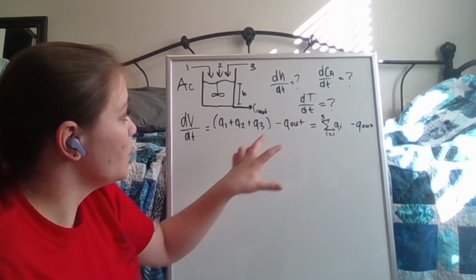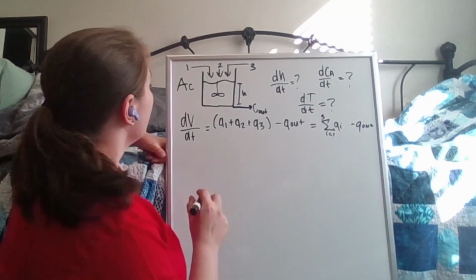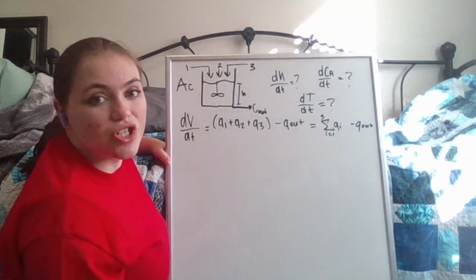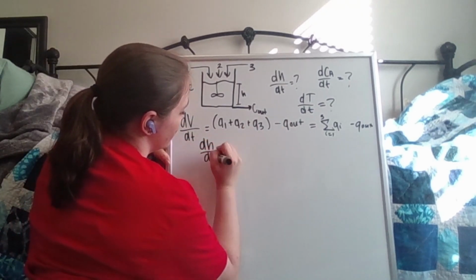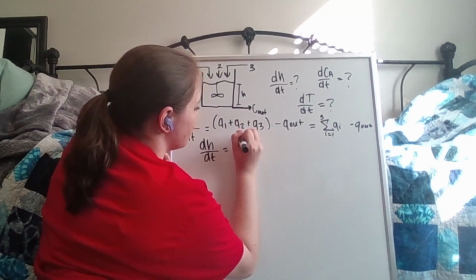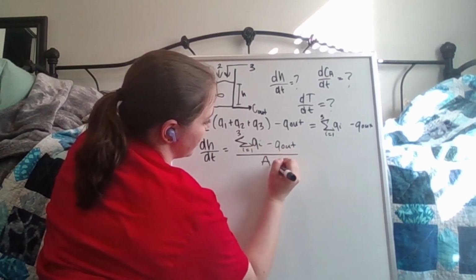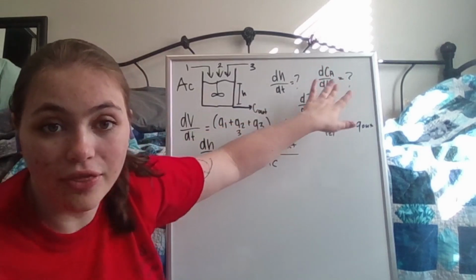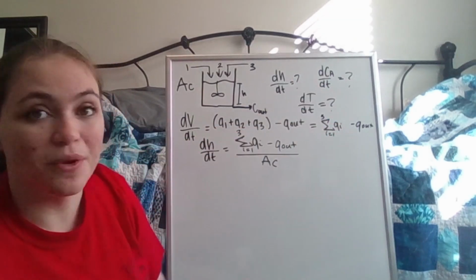From this, we can get our change of height over time like we did in the previous problem that I have posted. You pull out your cross-sectional area because it isn't changing. It's just the height that's changing. When you pull that out and divide it onto the other side, you have dH over dt is equal to our summation, that was a bad summation, but it's fine, minus Q out, all over Ac. And we're going to use that in all of these two. I say all of them, but there's only two. So we're going to use this to help us with that.